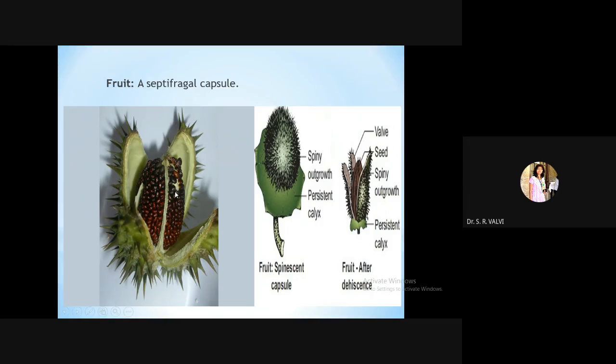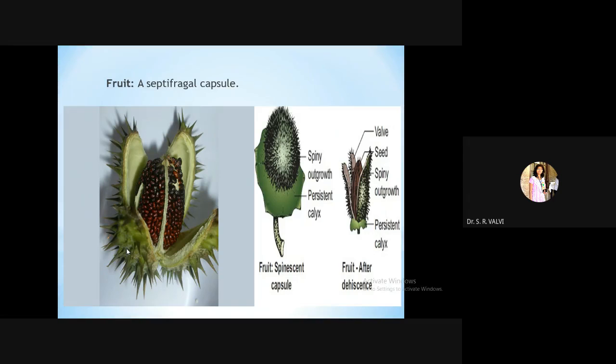Now septifragal means what? See here in the image. Septifragal: through the septum the fruit is going to open, leaving the seeds attached to the placenta or the central axis. What is the meaning? It opens through the septum or septa, leaving the seeds in the center. So the prefix septi came in the term septifragal. So a septifragal capsule type of fruit is present in the Datura plant.